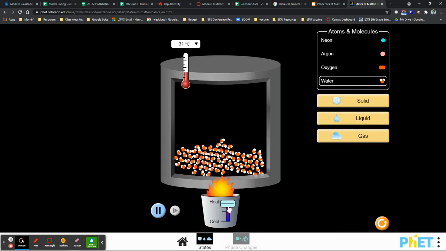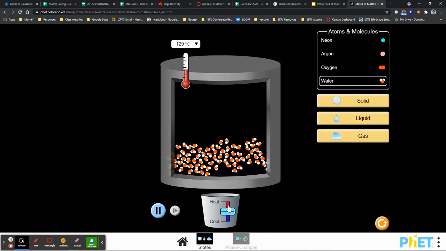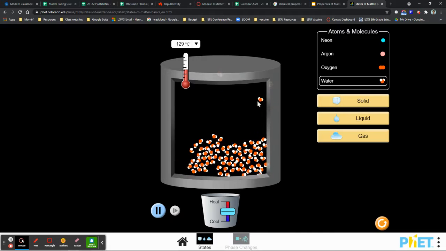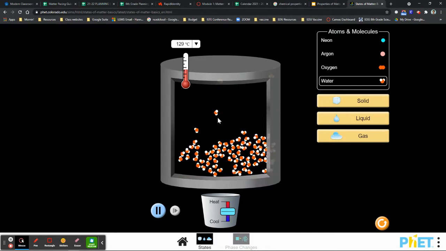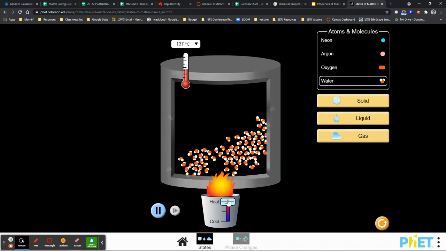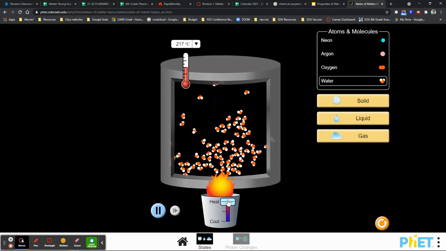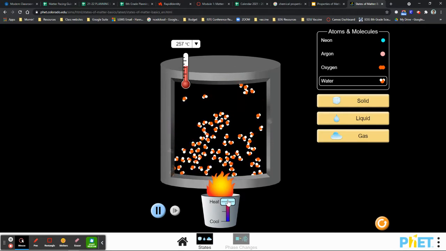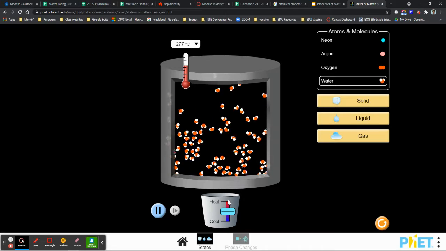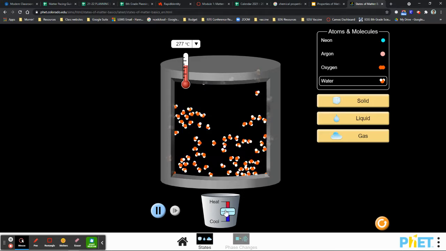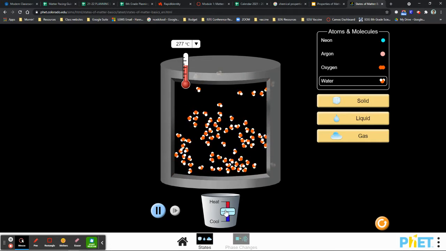As I add heat to it, you see that the molecules start moving what? Faster, right? They're moving faster. So around here, some of it's liquid, but now some of it's starting to turn into a gas. See how some of the molecules are floating up? Those are turning into gas. As I'm adding more heat, they're separating more, they're moving faster, they're flying up into the air. So as you add heat, it makes it move from a solid to a liquid to a gas.